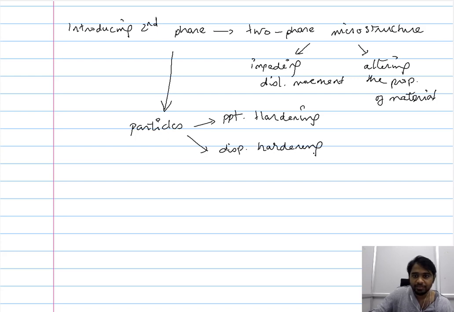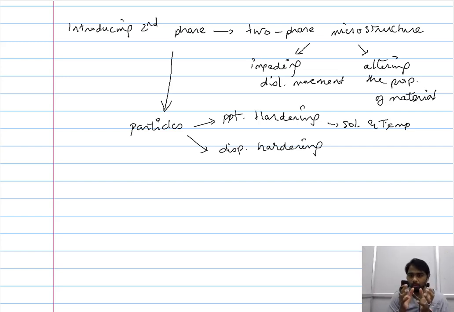So in case of precipitation hardening, this depends on the relation between the solubility and temperature. Meaning, at high temperature, a given solute will be highly soluble, and when you reduce the temperature, the solubility is decreased, and this solute is expelled out, and these solutes form these particles. So particles are nothing but the solute-rich phases, and they form at low temperature because of the difference in the solubility. The solubility is decreased, the solute is expelled out, and the particles are formed.